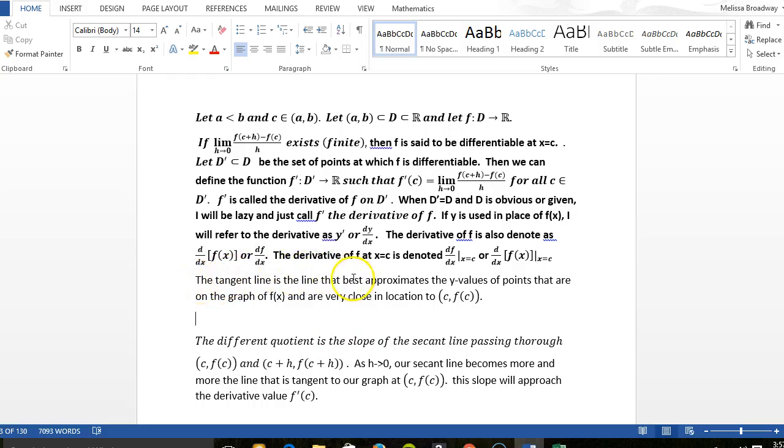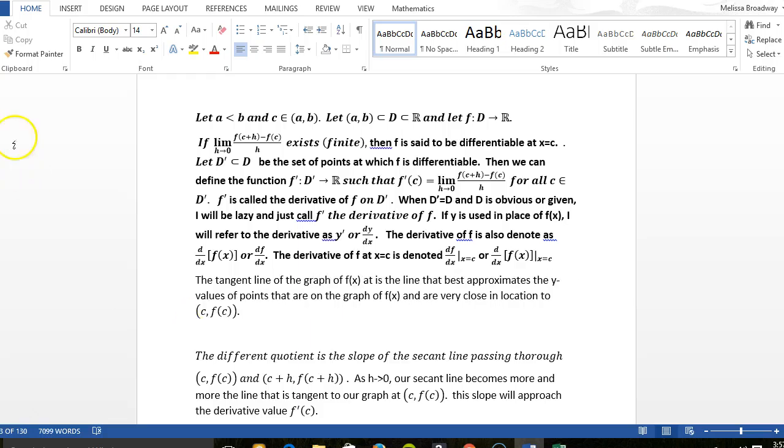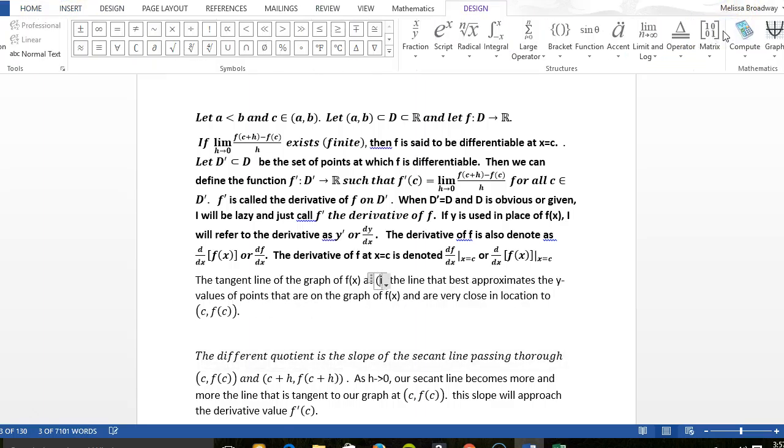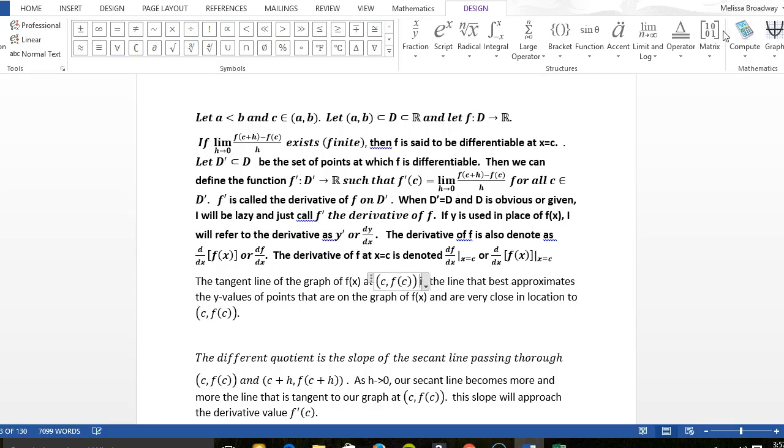So the tangent line is the line that best approximates the y values of points that are on the graph of f of x and are very close in location to c, f of c. And you know what? This is hollow. The tangent line of the graph of f of x at c, f of c. I know it's a mouthful, but I need to say it because it's kind of vague if I don't. If I just say tangent line, you're like, well, what tangent line? At what location? Of what graph?